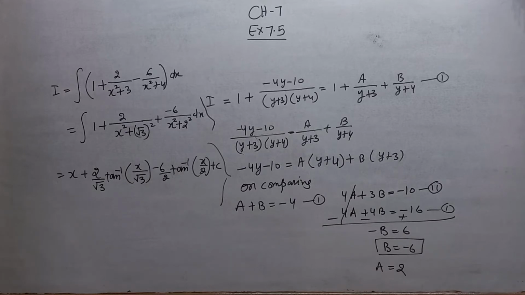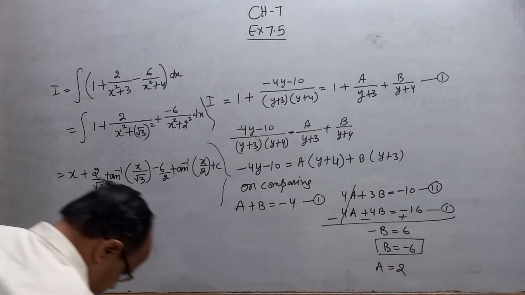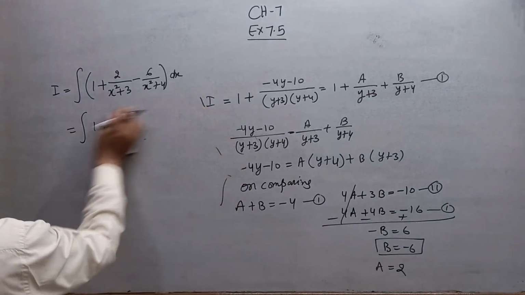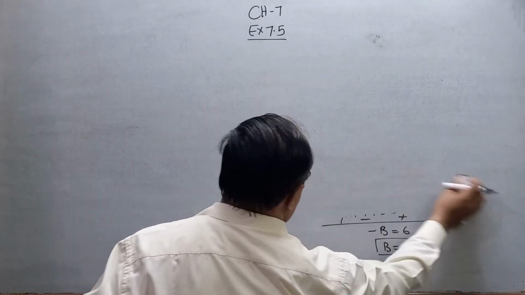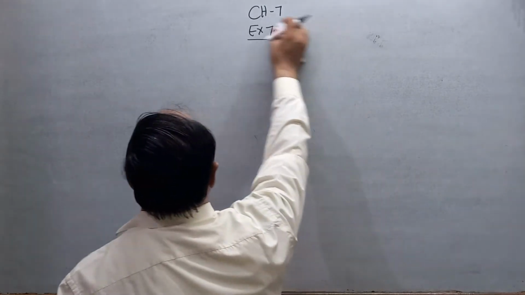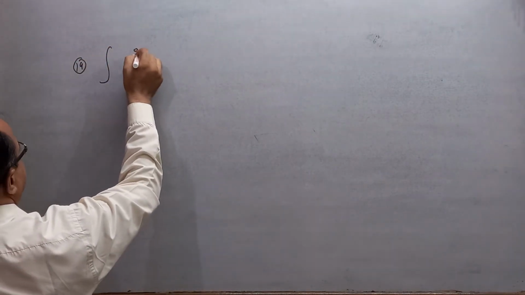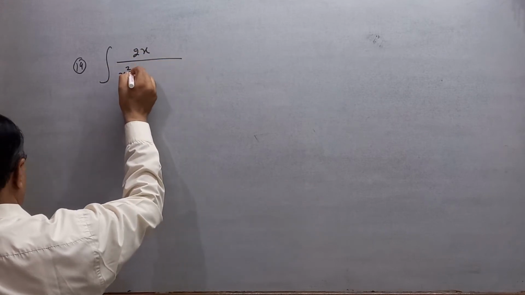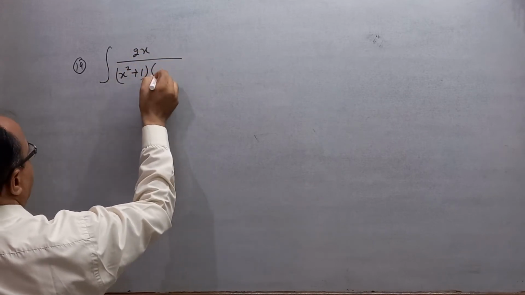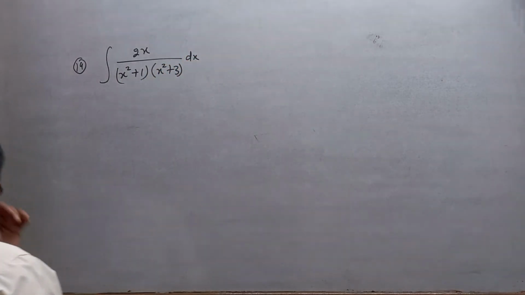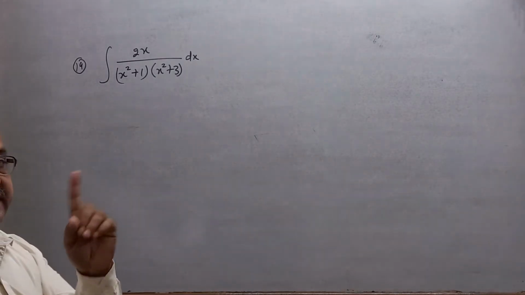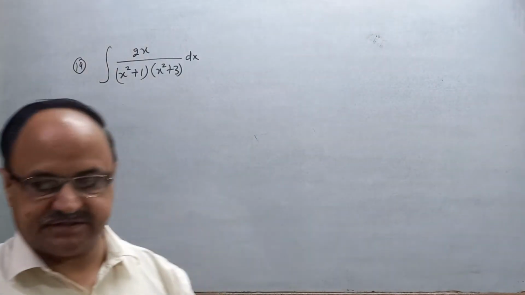Now we solve question number 19 here. Question number 19, integration 2x upon x square plus 1 and x square plus 3 dx. This is not the case of even power of x, because in this, 2x is present.